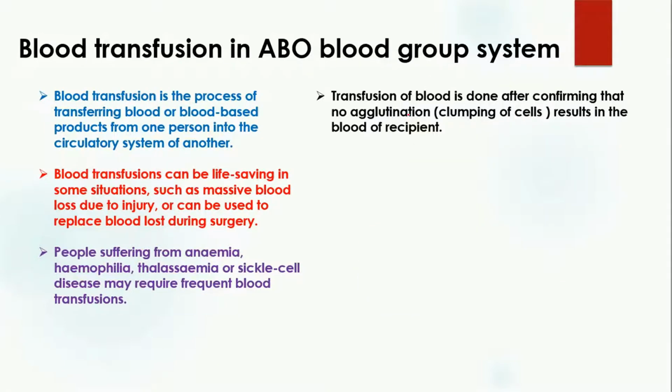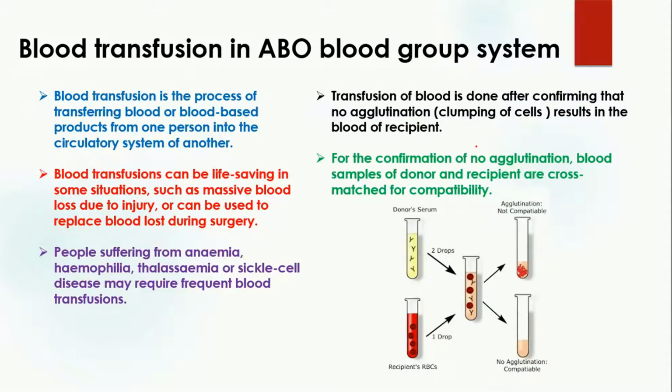Now it's not that any person can give blood to any person. For a blood transfusion, it is important to confirm before giving the blood to the person that it is not going to agglutinate, so that no agglutination or clumping of cells will result. For this purpose, cross matching of the blood takes place between the donor and the recipient.